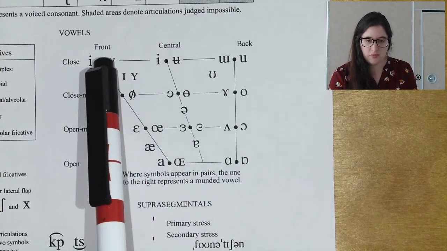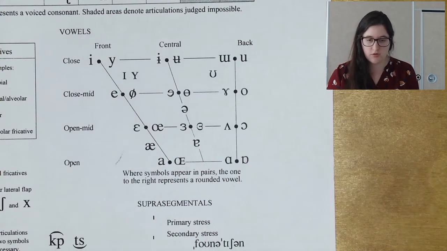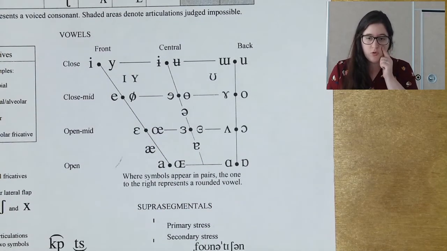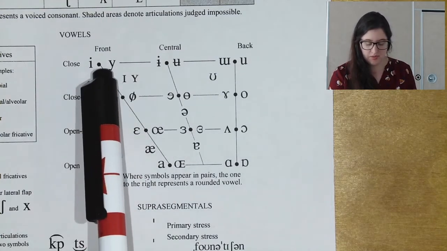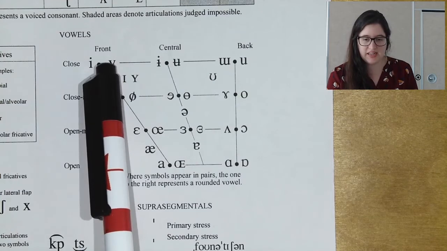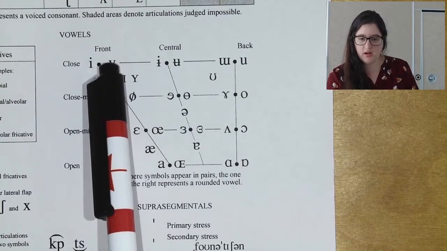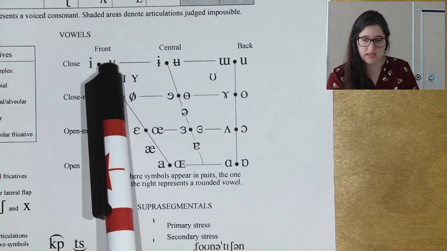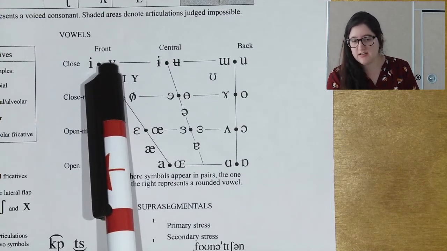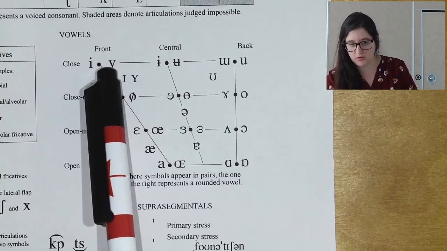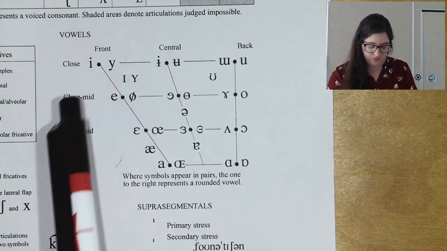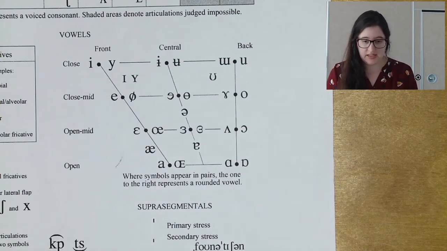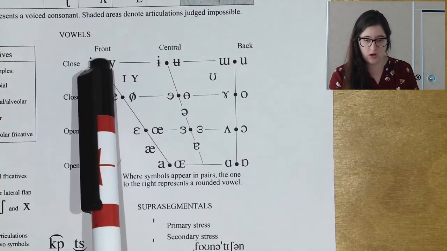The labels front, central, and back refer to whether your tongue is more bunched up towards your hard palate. Where we talked about a palatal place of articulation, that's what we mean by front. If you say an E vowel, and then you say a Y sound, E, Y, your tongue is in the exact same place when you make those two sounds. Y is a palatal glide, it's a consonant, and E is what we call a front vowel.